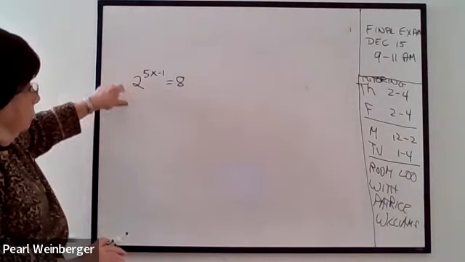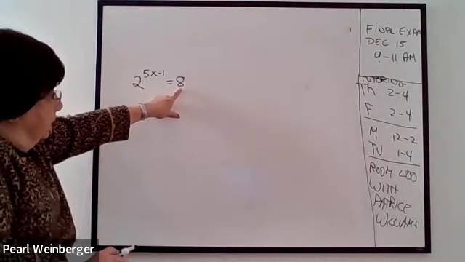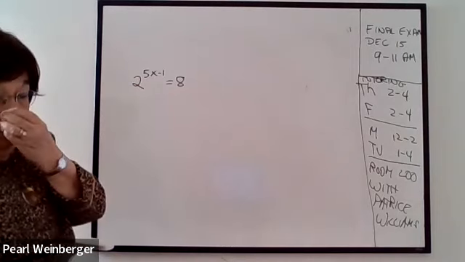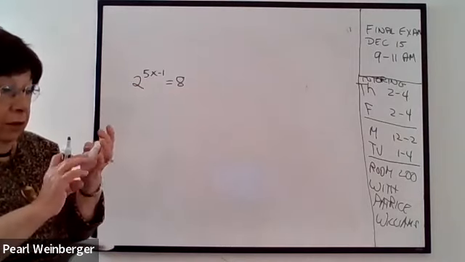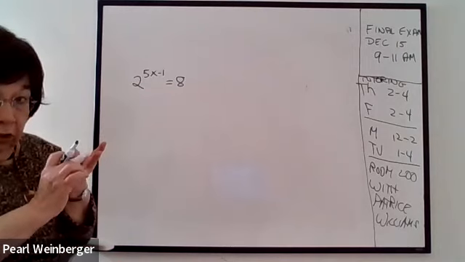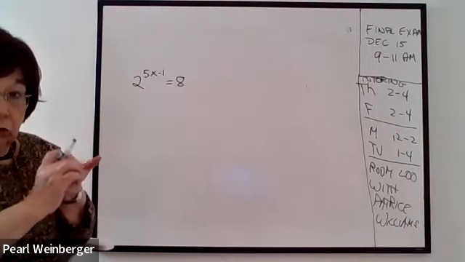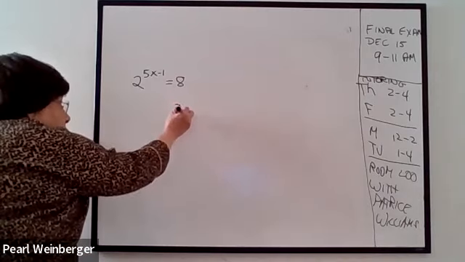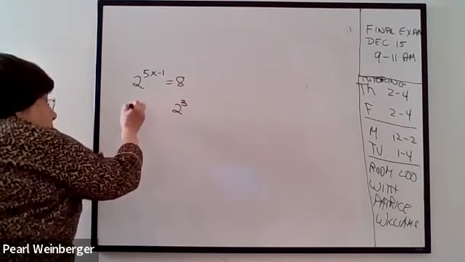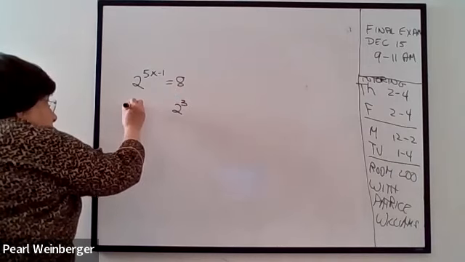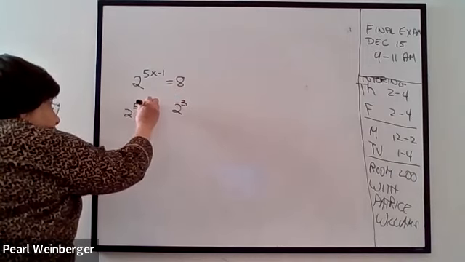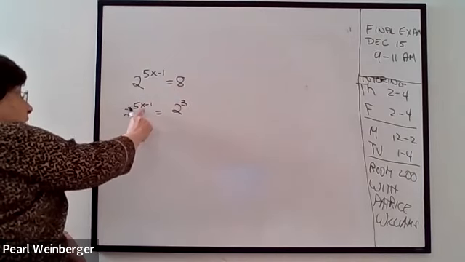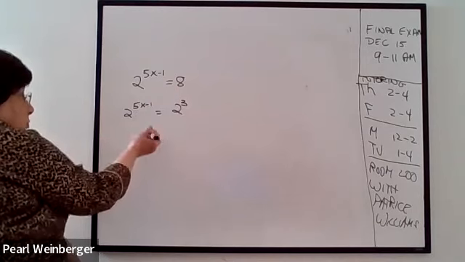So here the base we're using is 2, so I'm going to try and get the 8 in base 2 as well. So let's think about it. 2 times 2 is 4, and 4 times 2 is 8. In other words, 8 can be written as 2 to the third. So I can now write this as 2 to the 5x minus 1 equals 2 to the third.